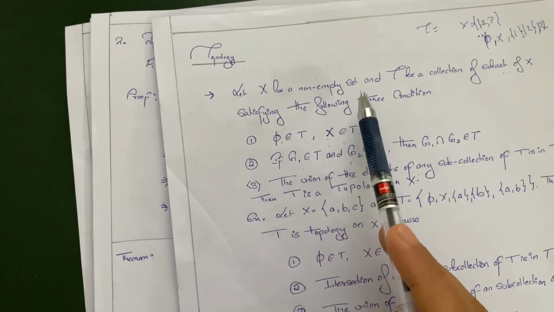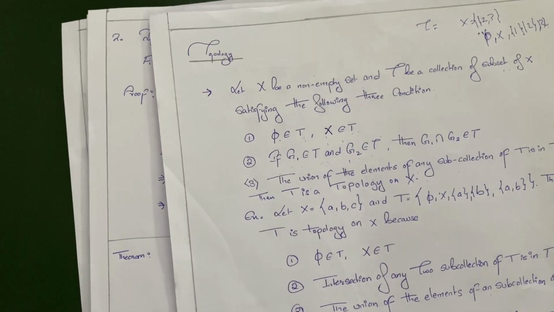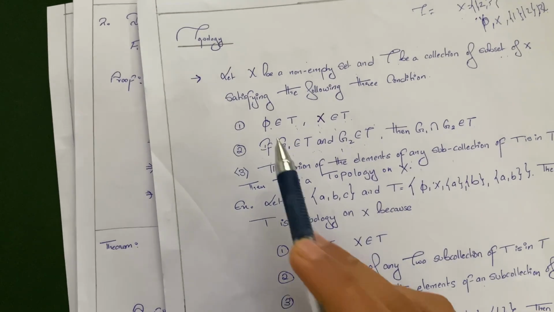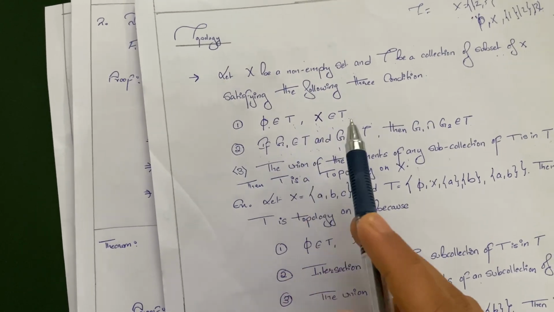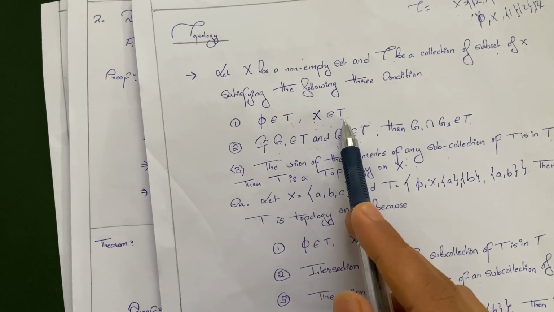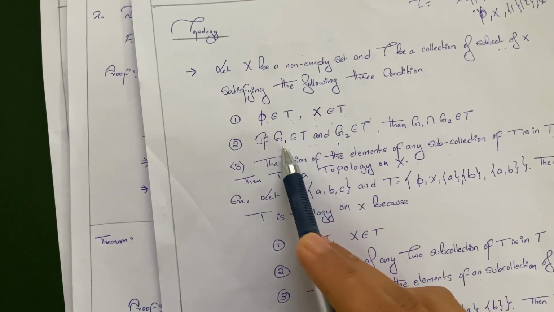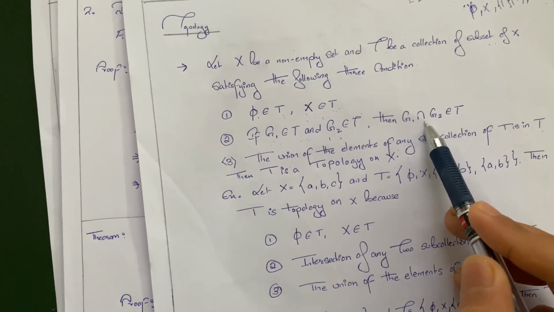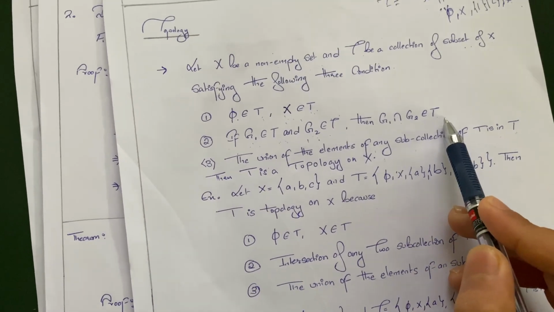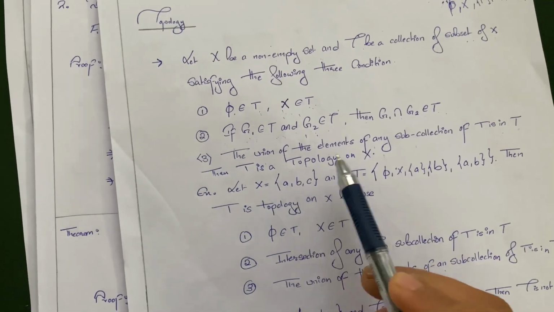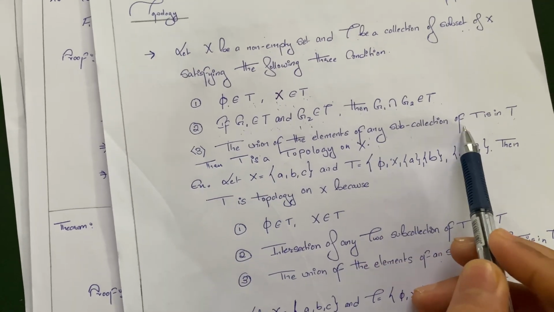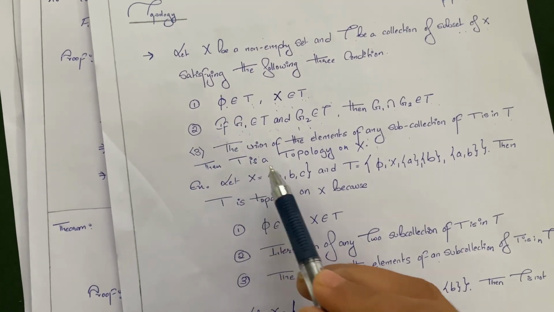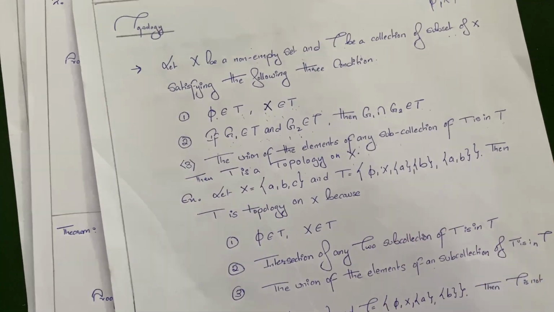So let X be a non-empty set and T be a collection of subsets of X that satisfies the following three conditions. The null set belongs to T and the whole set X should also belong to T. If you take any two subcollections G1 and G2 from T, then the intersection of those two should belong to T. And the third condition is that the union of all the elements of any subcollection of T should be in T. Then T is said to be a topology on X.